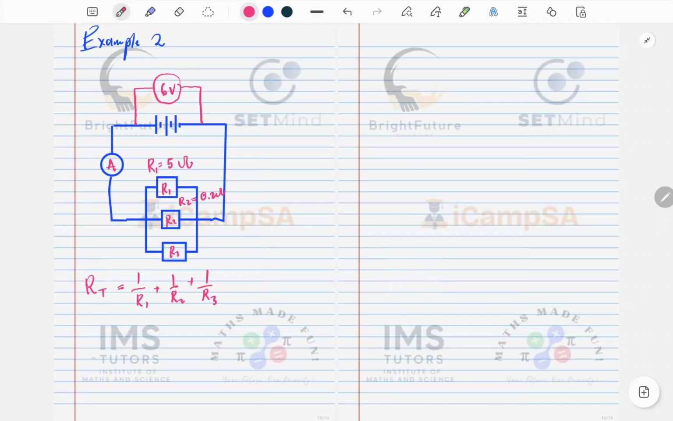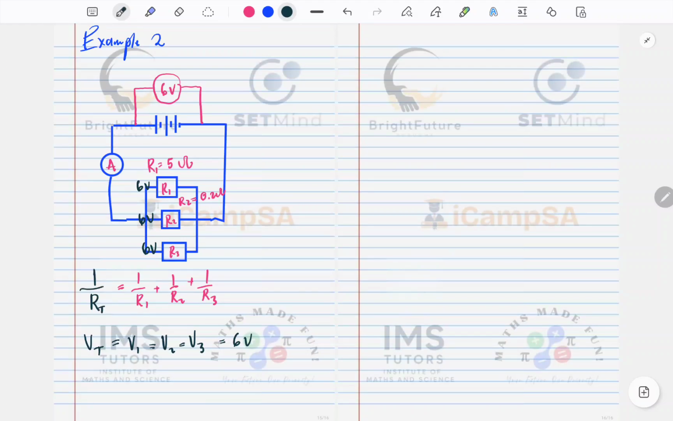Then remember again, let's go back to our rules. We know that Vt equals V1 equals V2 equals V3. So that means it equals 6 volts. So here we're going to have 6 volts, 6 volts, 6 volts. It doesn't get divided. This is actually 1 over RT. It's not just RT. This is 1 over RT.